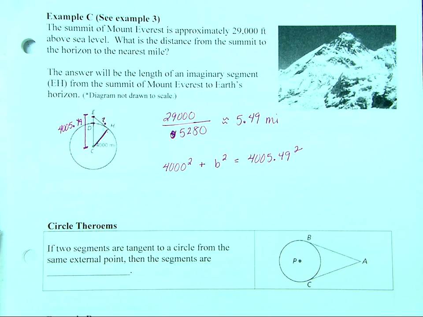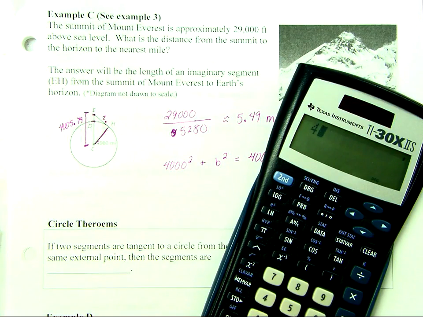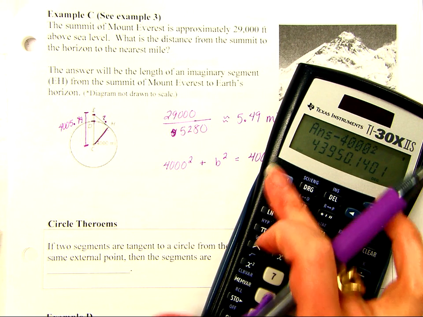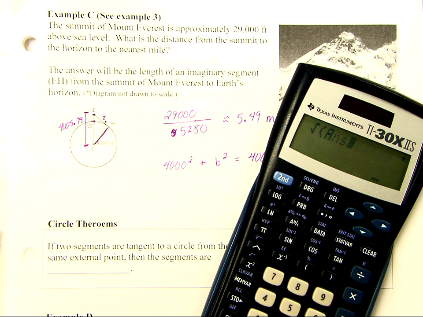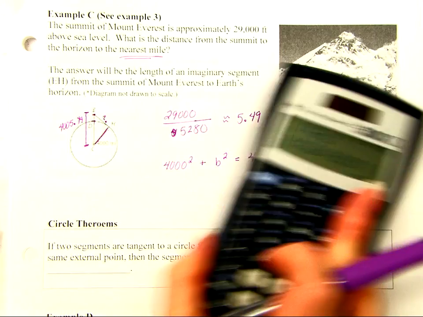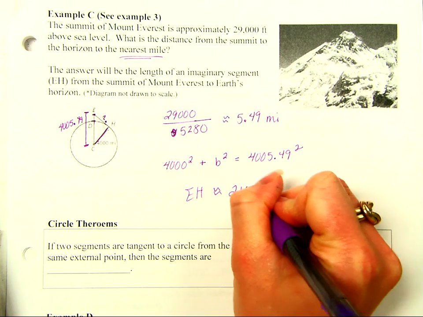So we are going to take our 4,005.49 squared. We're going to subtract 4,000 squared. And then, of course, we need the square root of that answer. And we would find that we get about 209.6 miles. Now, it did say to the nearest mile, and so our EH is going to be about 210 miles.